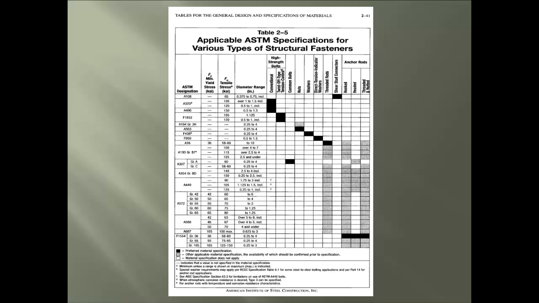Now let's review the different fasteners that are provided within this table. First are the high strength bolts covering the conventional and twist off type. Second are common bolts and nuts. Third are washers, both the common washer and direct tension indicators.